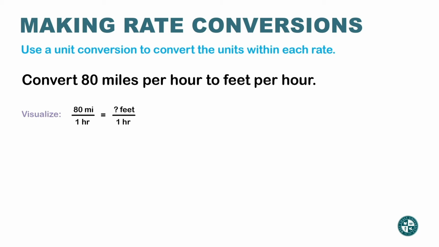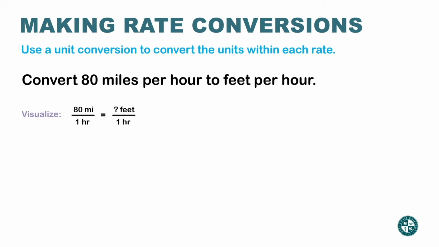I was given a rate measurement, and they asked me to convert this rate measurement to a different kind. They want miles per hour converted to feet per hour. Now, if you look closely, in these two fractions the denominator, the bottom, remains the same: hours, 1 hour. What is changing is the top of the fractions, from miles to feet. And I'm going to use the same process I showed you before.